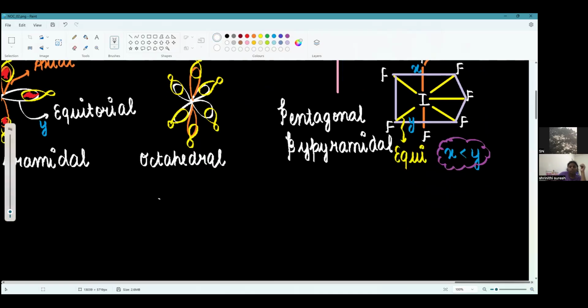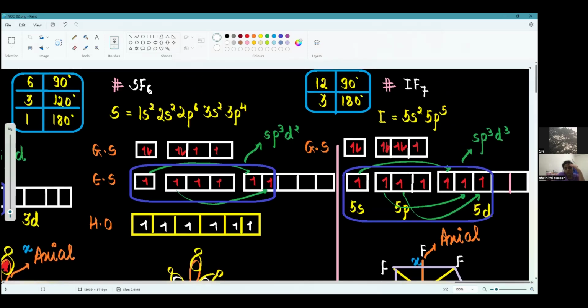So you will say, sir, the repulsion between, say, axial, which stands for A, and equatorial, which stands for E. The bond angle between axial and equatorial bond is 90 degrees. But between two successive equatorial bonds, it is 72 degrees. So obviously the 72 degree one will have more repulsion. So we say that the equatorial bond length will be greater.